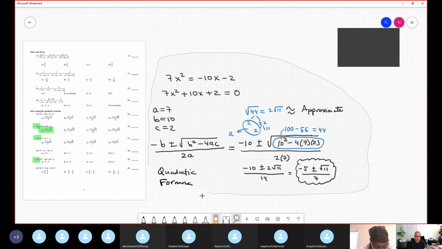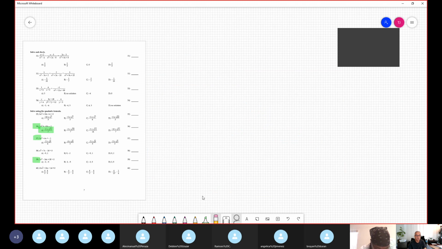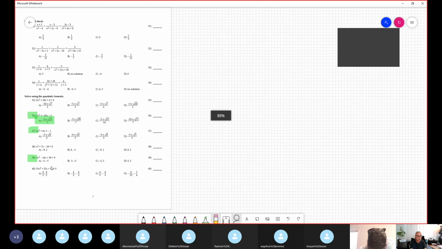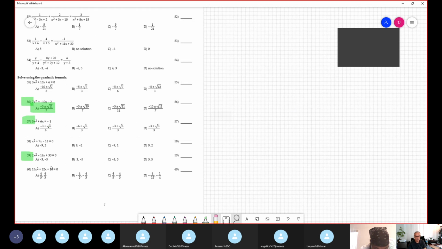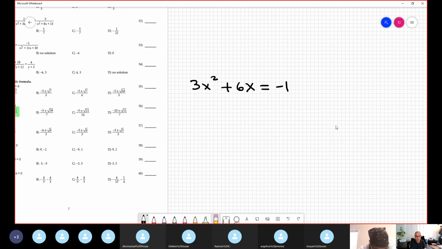This is important, guys, in college algebra. Okay, done. Okay, let's move on to the 37. Let's do the 37. Okay, it's 3x squared plus 6x equal negative 1. Something like that. Could you help me? Or no? What should I do?